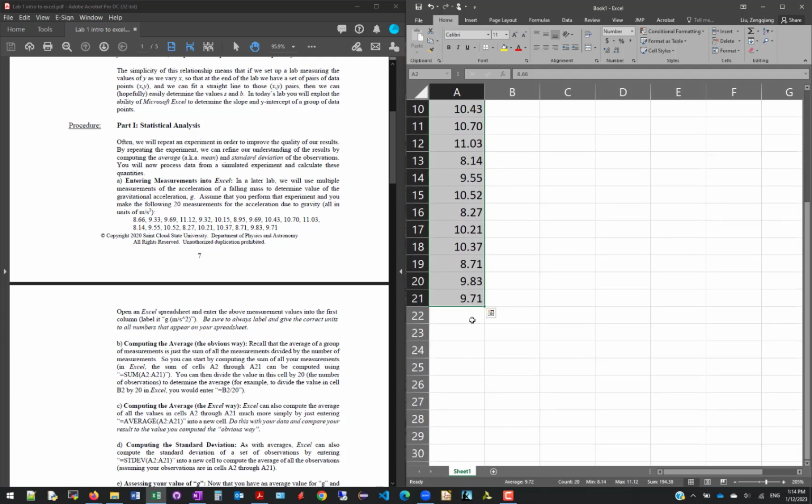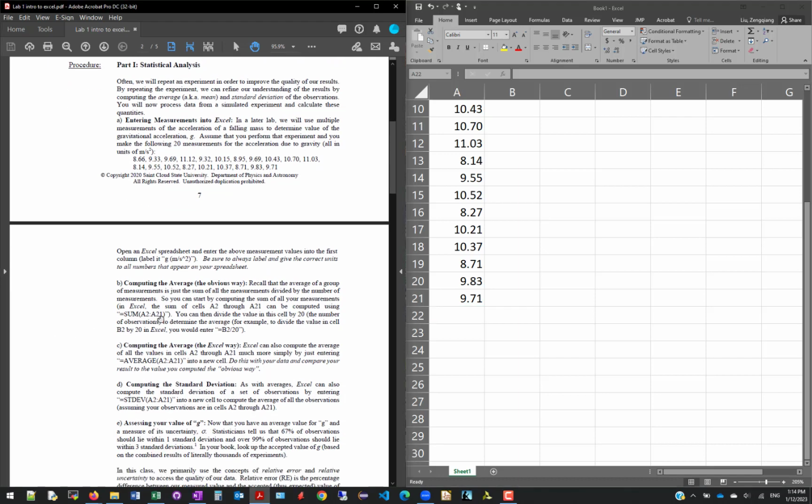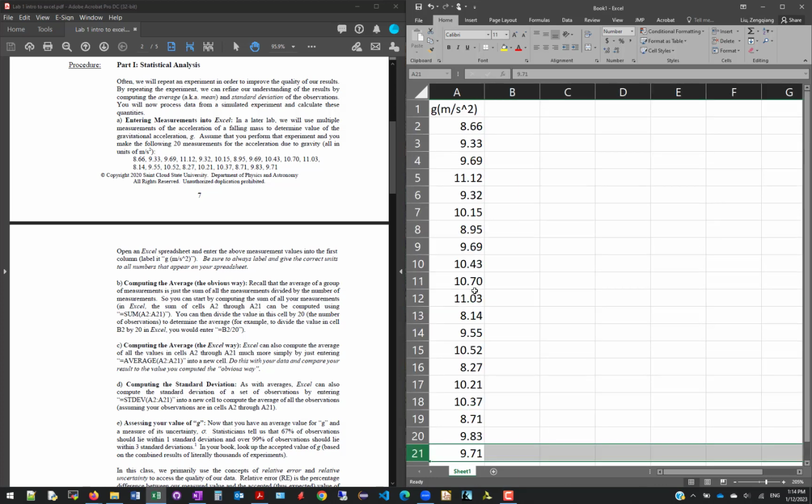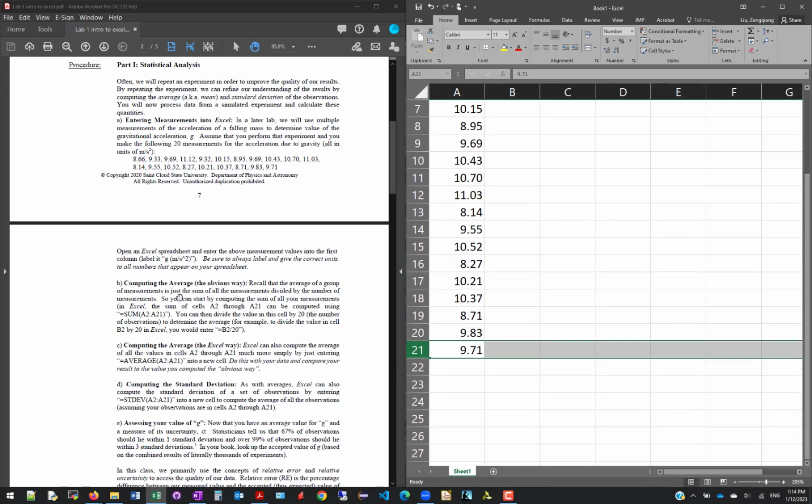Okay, so let's keep following the instructions. Now we need to calculate the average, and calculating the average requires us to get a sum, and then we divide the sum by 20 because we have 20 data points. The row number 1 was the label here. I'll just type it in here. We start a formula by typing equal.